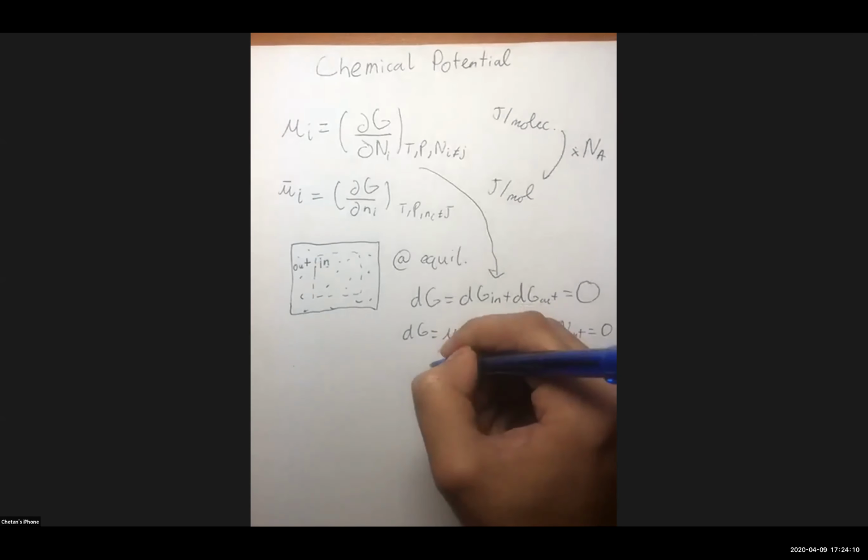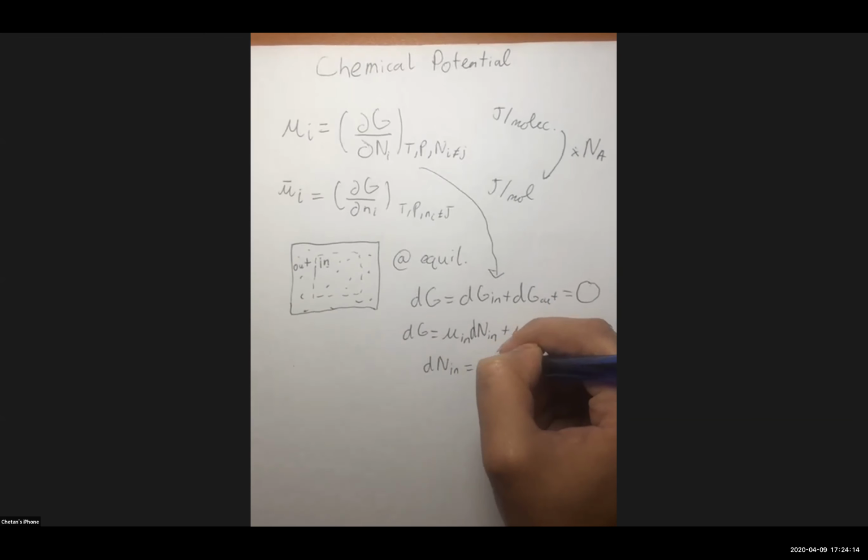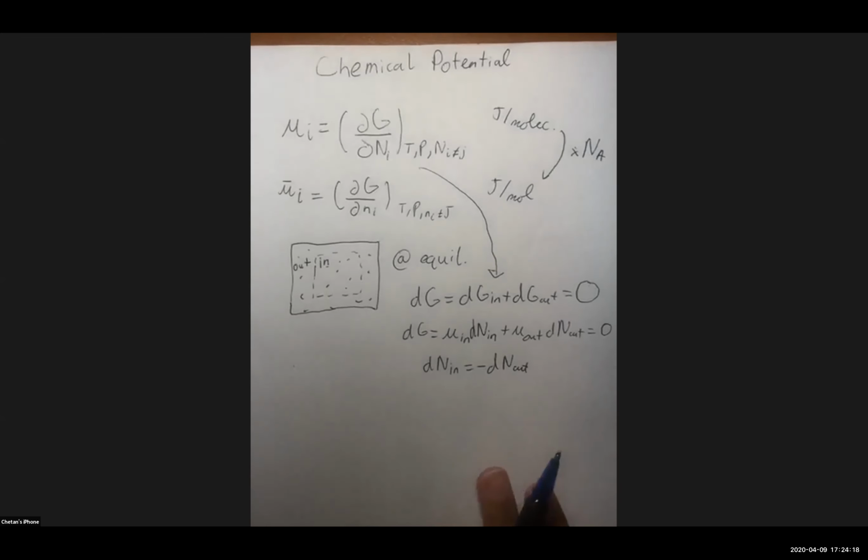Now we know we can say this relationship: the change in number of the inside is equal to negative the change of the outside. And what this is saying is just a coupling thing. We know if, let's say, 5 molecules entered the inner box, there has to be a decrease of 5 molecules from the outer box. That's all that's saying.